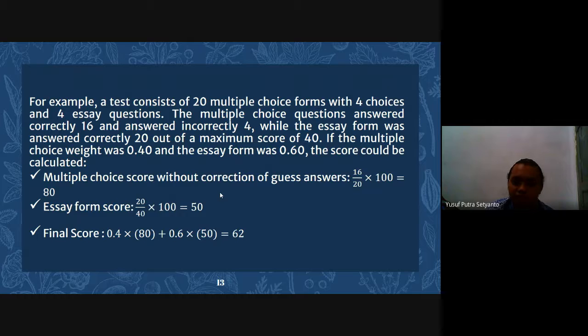Multiple choice score without correction of guessing, for example, we choose this type. We get the score 80, and the essay form score we get 50. So the final score is the weight of the multiple choice times the score of the multiple choice, which is 0.4 or 40% times 80, plus the weight of the essay 60% times 50, the score of the essay. We get the score 62, like that.